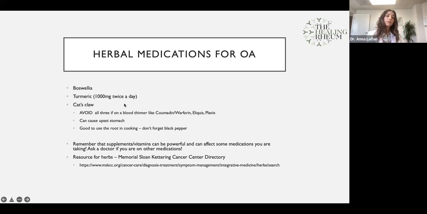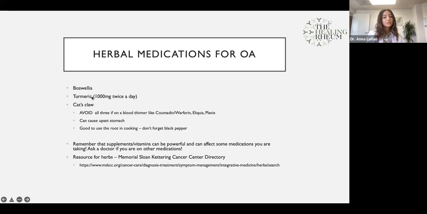For example, the top herbal medications for osteoarthritis are boswellia, turmeric, which is very anti-inflammatory, and cat's claw, right? But with all three of these, you need to be very careful if you're on a blood thinner, like Coumadin, warfarin, Eliquis, Plavix. There's a lot more out there, like Brilinta, right? Because it can cause worsening of bleeding or mess with the platelets. Occasionally, turmeric especially can cause upset stomach.